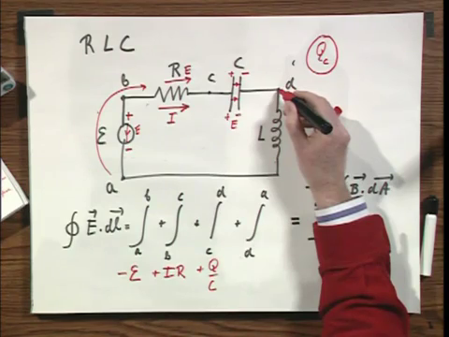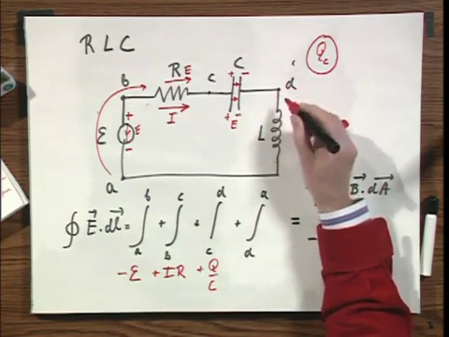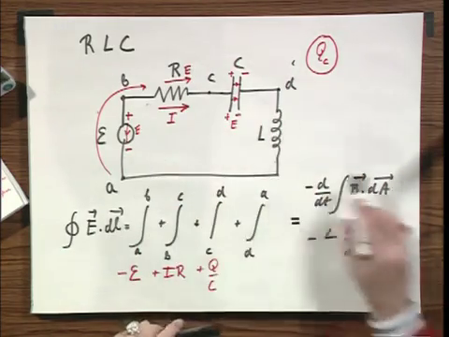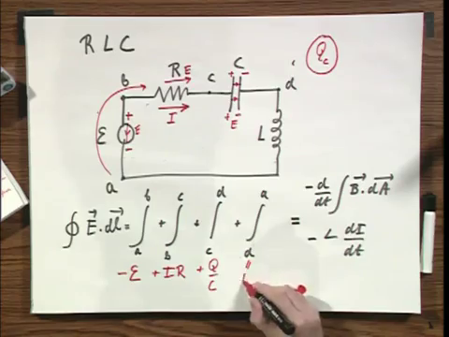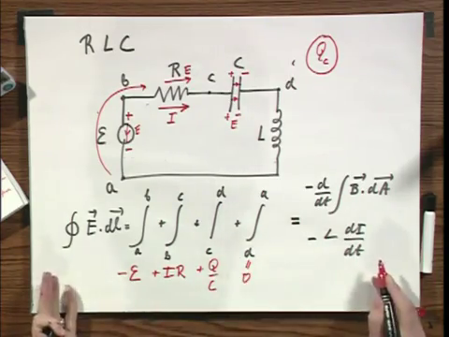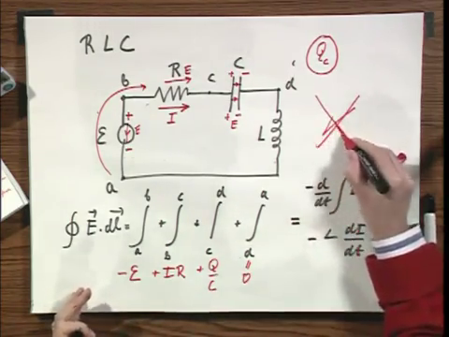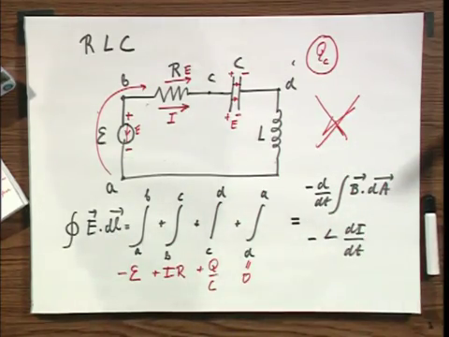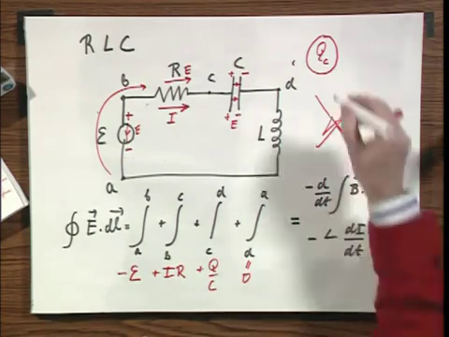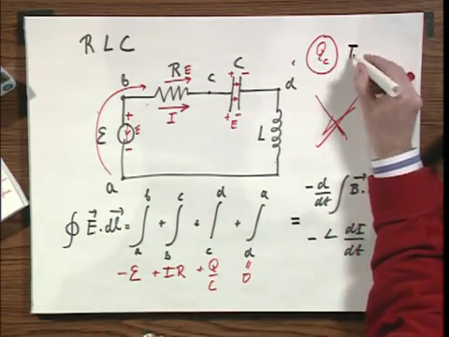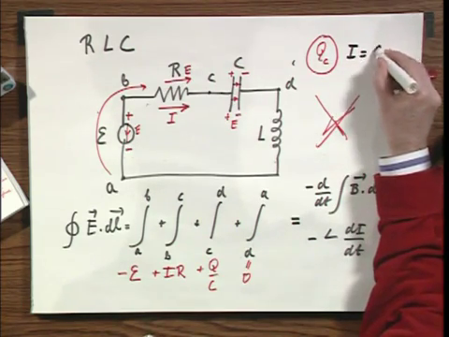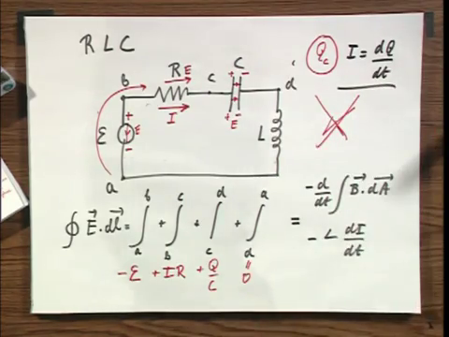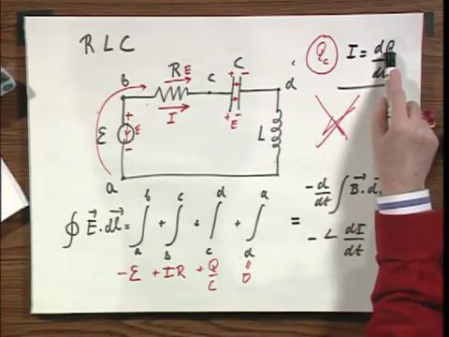What is the integral from D to A through the self-inductance? Well, that's 0, because there is no electric field in the self-inductance. Kirchhoff's law does not hold. The closed loop integral E dot dl is not 0, it's minus L di/dt. The relation, by the way, between this Q/C and the current is I equals dq/dt, the charge on the capacitor. That relates the current with the charge on the capacitor.